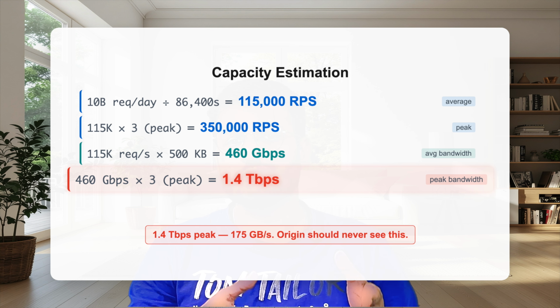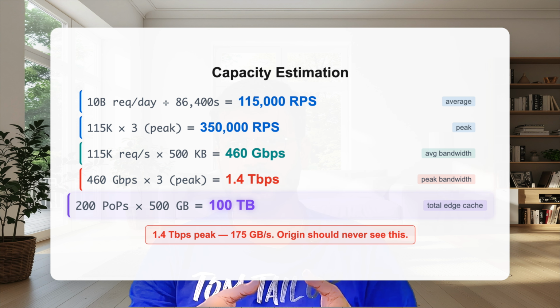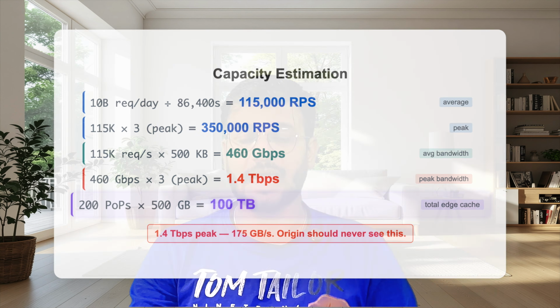Now, 1.4 terabits per second of peak bandwidth. The origin server should never see most of this. That's the point. If your CDN is working correctly, your origin receives 3 to 5% of the total traffic. If it's receiving more, then something is wrong with your caching configuration.